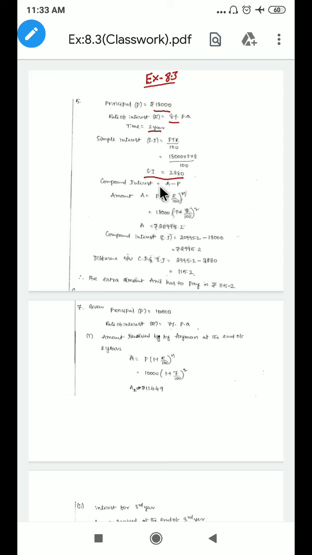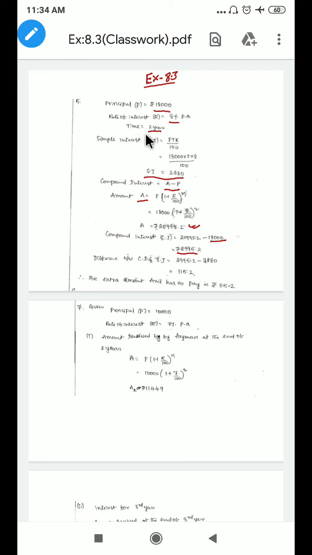So compound interest is equal to, we know that, amount minus principal. So firstly you have to find the amount. So what is the formula for finding the amount? P into 1 plus R by 100 whole to the power n. So just put the values, you will get the amount. Now from this amount you have to subtract the principal. So principal is given here, 18,000. So just subtract it, you will get the compound interest.